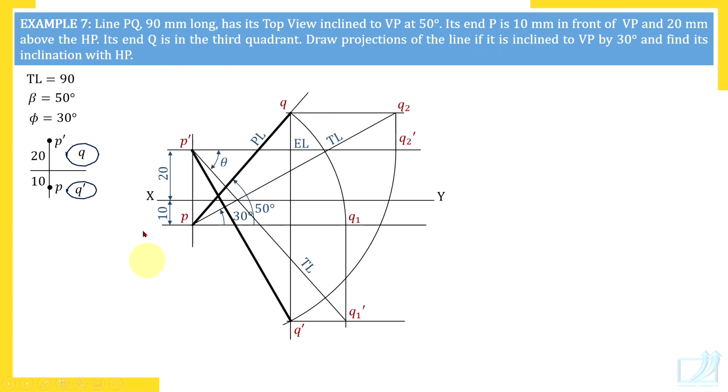So perfect. Now insert all dimensions: 20, 10, 50 degrees, 30 degrees, and the true length we should write outside the diagram. And you are also asked to find the inclination with HP, that is theta. So label it in the diagram, measure it and write it outside the diagram this way. So if you draw this diagram to scale, you will get that angle theta.